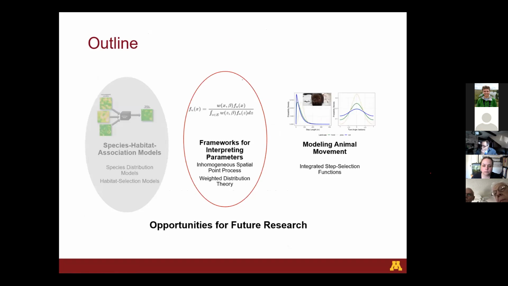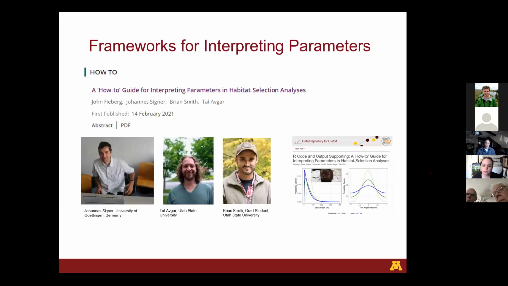Okay, so that leads me to the second topic, which will be thinking about how we interpret these parameters in these models. And I'm going to start by highlighting that this work is coming from a paper that we just had accepted in Journal of Animal Ecology.